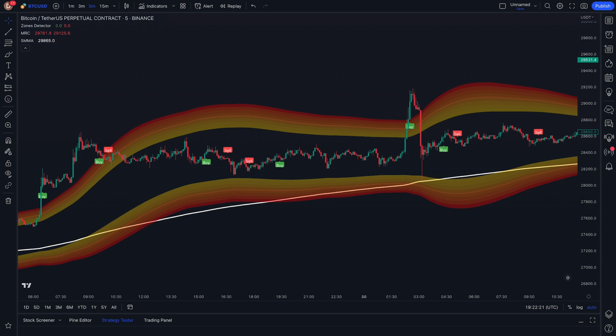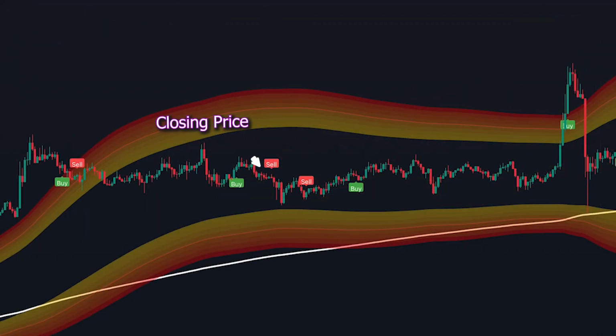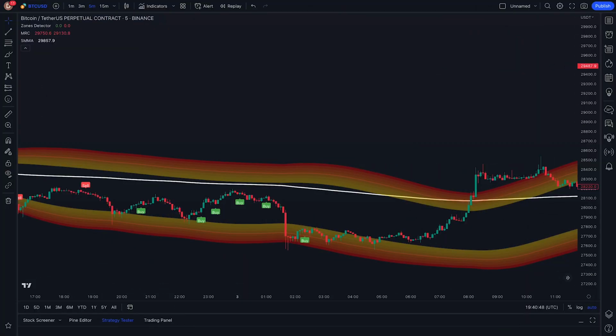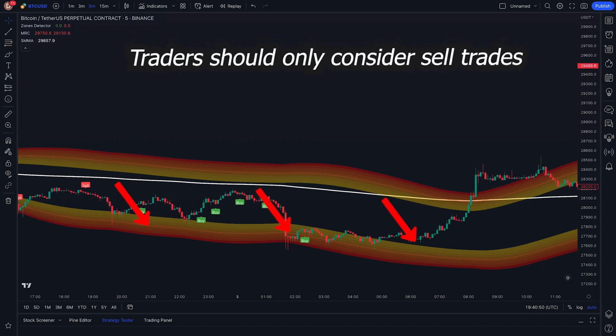The Smooth Moving Average compares the weight of recent prices with prices in the past. This makes it an ideal tool for determining the overall market trend. When the price closes above the SMA, it signals an uptrend and traders should only consider buy trades. Conversely, when the price closes below the SMA, it indicates a downtrend, and traders should only consider sell positions.